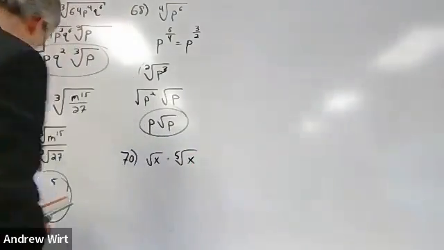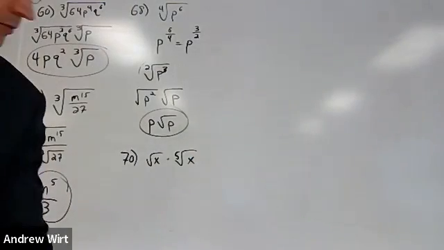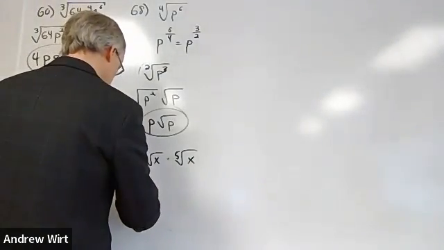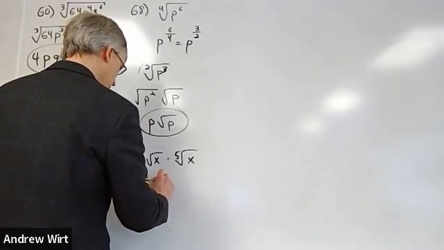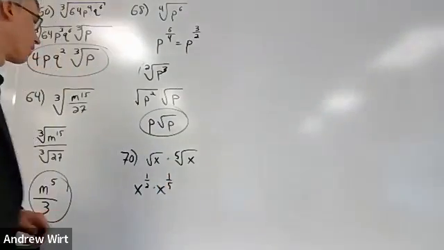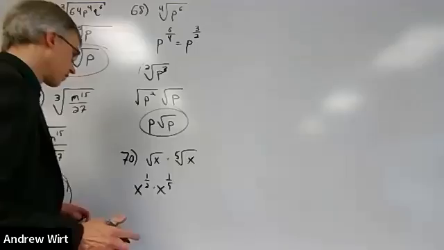Got the square root of x times the 5th root of x. All right, let's convert this to rational exponent form. So it gives us x to the 1/2 power times x to the 1/5 power. All right, now we're going to combine these.